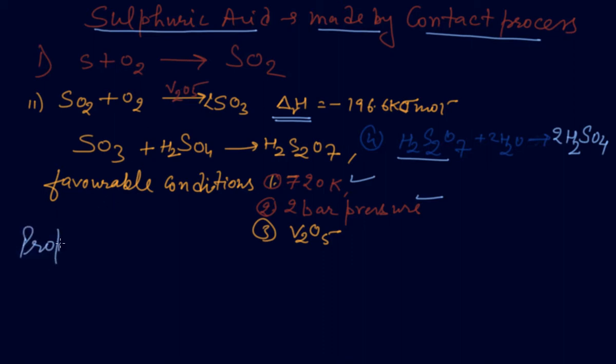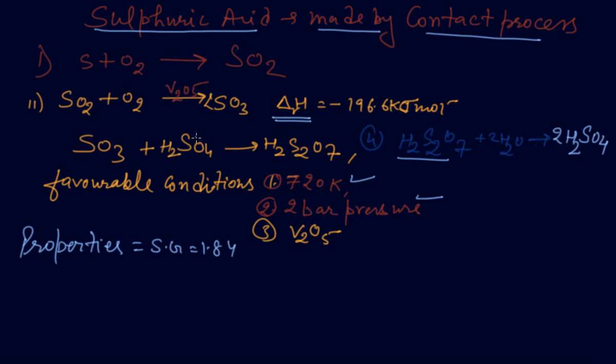Now its properties. One property you must learn every time is its specific gravity, which is 1.84. Number 2, it is a colorless, dense, oily liquid. It is called green metal, and it is called king of all the acids. And the industrial strength of a nation can be judged by the consumption of sulfuric acid by that country also.